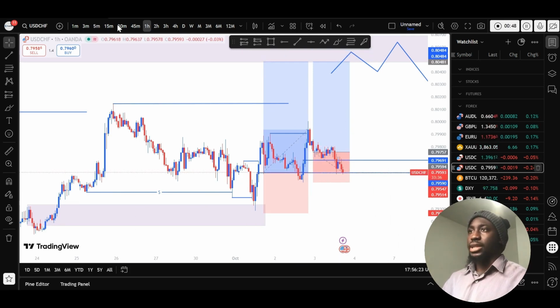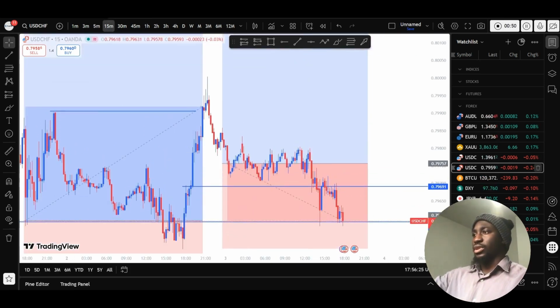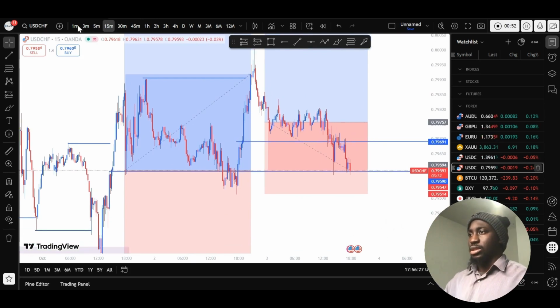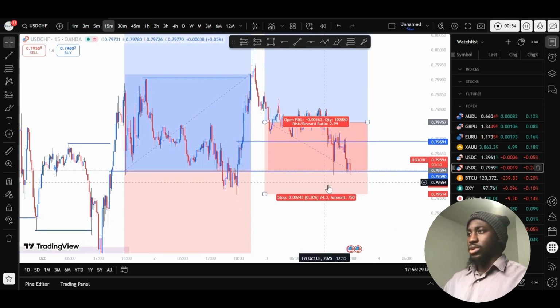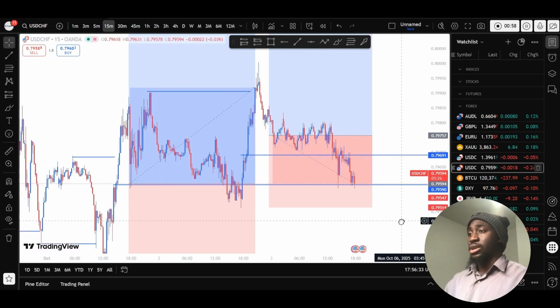Okay, this was the area that I marked. I knew there was one little fair value gap there, around this low. So I don't know if that's what's dragging the price down to come and tap into this place. But it is what it is.